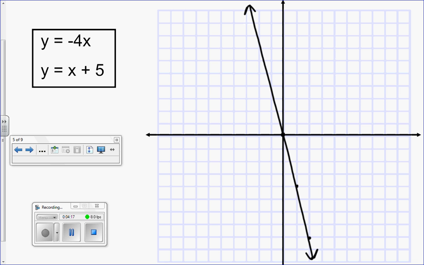Then my other equation is y equals x plus 5. So I'm going to go up to 5 on the y-axis, and the slope in front of the x is 1, so I'm going to rise 1, run 1. Rise 1, run 1. I'm going to draw a line through those points.